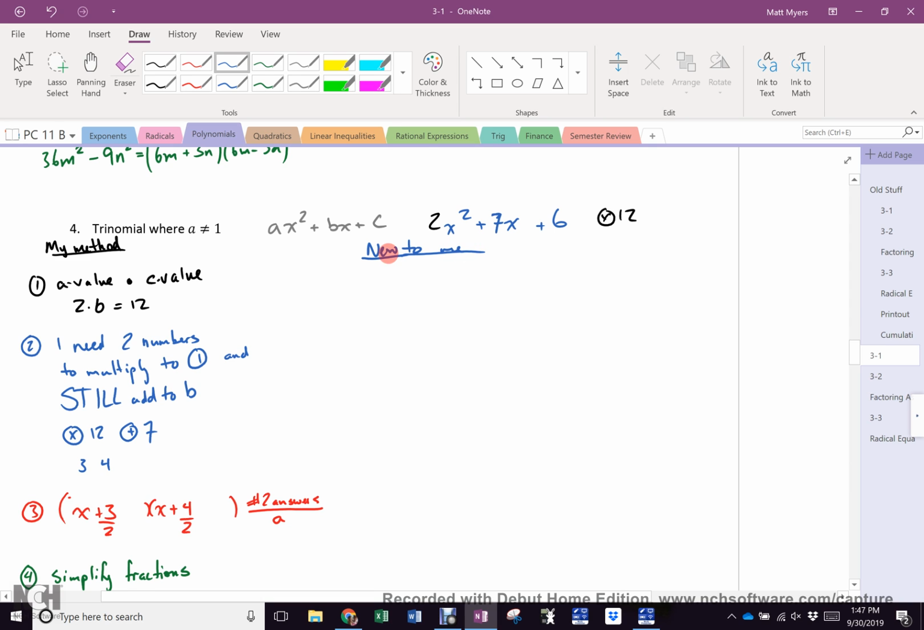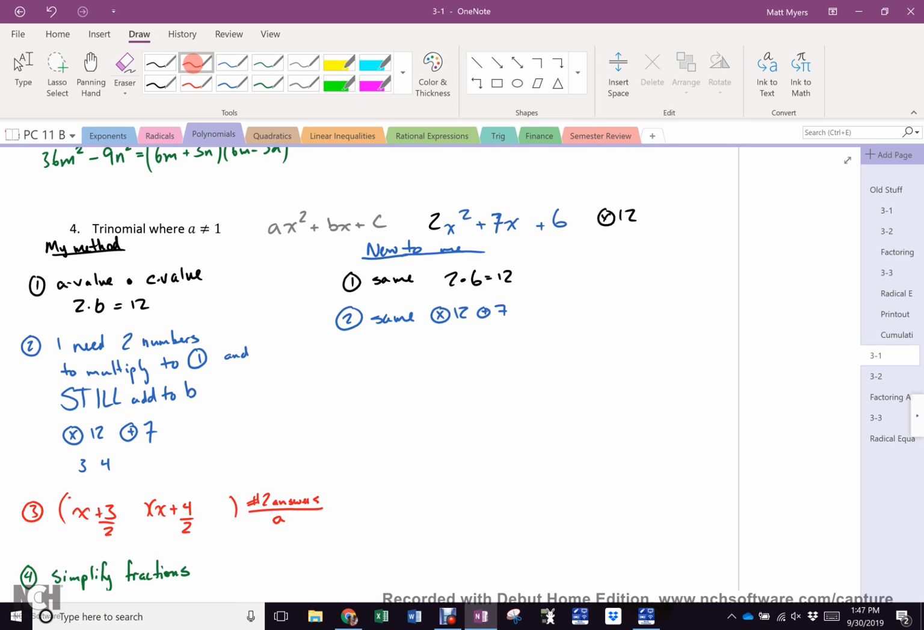But it's very similar. So, actually, I'm going to keep the same values. So step 1 is the same. 2 times 6 equals 12. Step 2 is the same. I need to multiply to 12, add to 7.